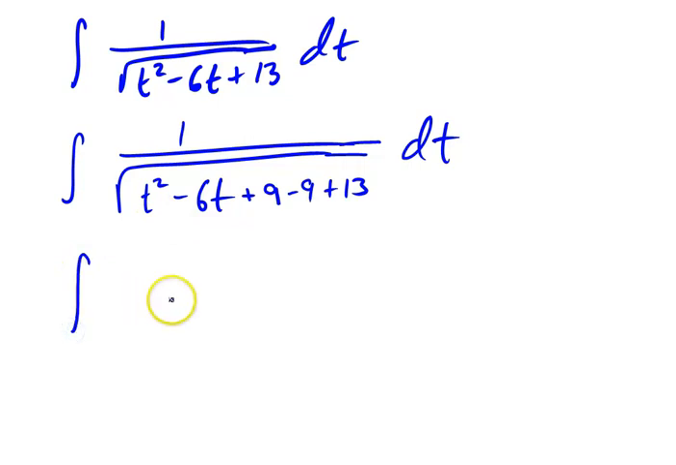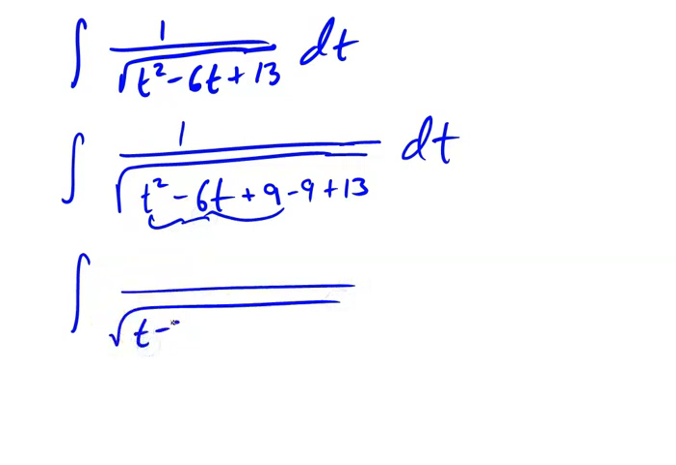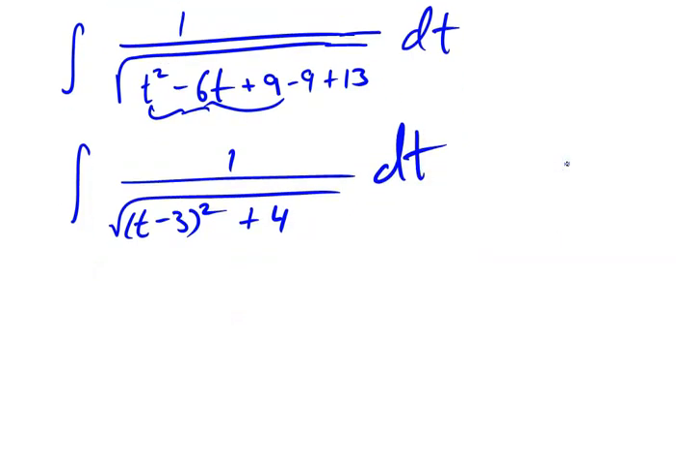That is, this bit right here is t minus 3 squared. And then the minus 9 plus 13 is 4, dt. So now what I have is not quite the same as what I had before, but still similar. With a plus sign in between here, this is a perfect square plus another square.